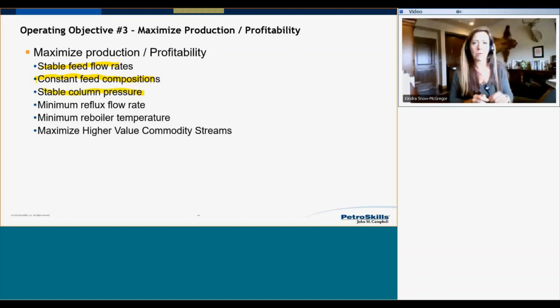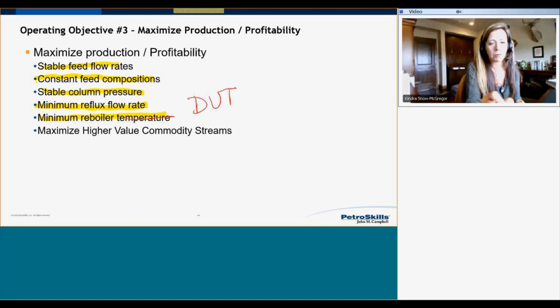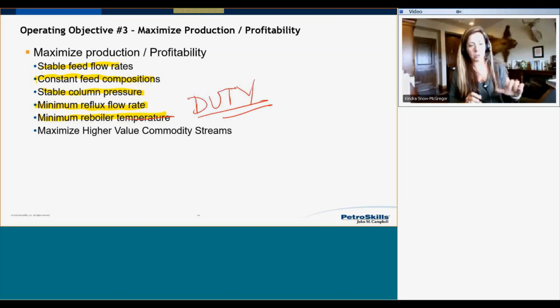Stable column pressure. Remember, that's critical because all the liquid in that column is boiling liquid of different compositions from the top to the bottom. And so any pressure bumps can really cause havoc in terms of that pressure profile and what's happening with the mass transfer. Remember, minimizing that reflux flow rate, just use what you need. Minimum reboiler temperature, and that should actually say duty. All right, that's what I really want to minimize is the duty. And I want to maximize my higher value commodity streams.